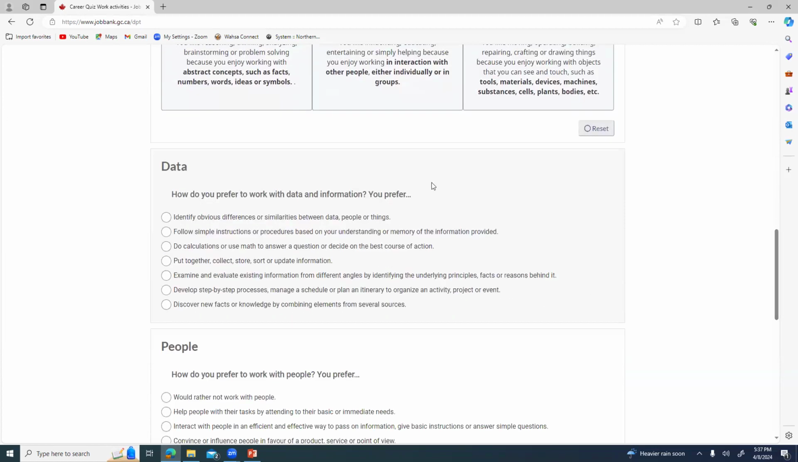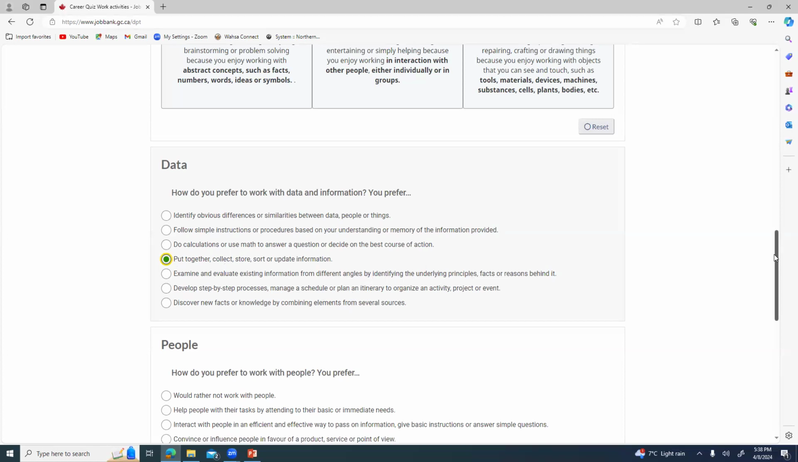Okay. And then the next one, data. How do you prefer to work with data information? Identify obvious differences or similarities. Follow simple instructions. Math, nope. Put together, collect, store, sort, or update information. Examine and evaluate existing information from different angles by identifying the underlying principles, discover step-by-step processes. I'm going to say this put together. That's what I like to do with data. Not that I'm a big data worker.